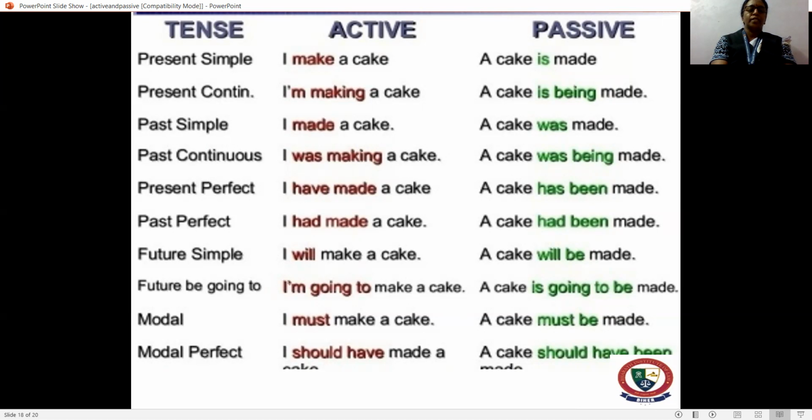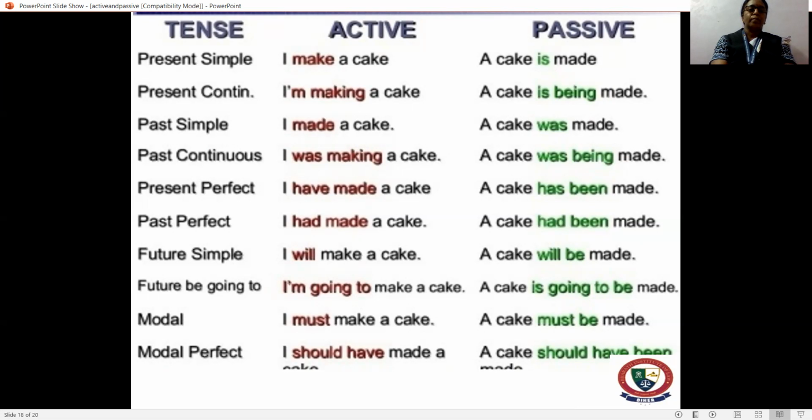First, simple present, moving on to present continuous. I am making a cake. A cake is being. Since it is present continuous, being should be added. A cake is being made by me.